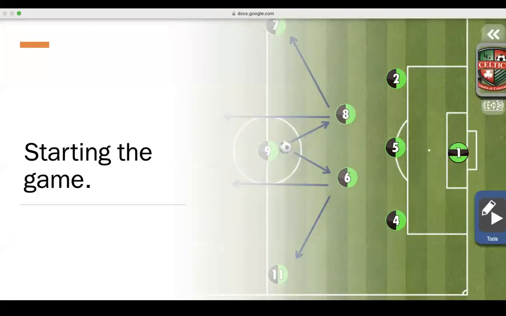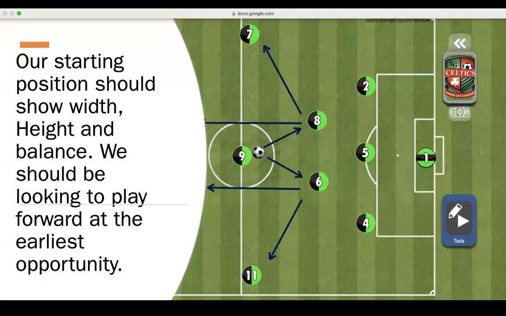So firstly, we'll just go over how we start the game. It's the basic part of how we want to start the game and how we want to be going forward. As you can see right now, our starting position should show width, height, and balance. This gives us more options to play from kickoff. We don't want to be playing the ball sideways from direct kickoff. We want to be playing it back to our center mid so we can shift the ball side to side. We should be looking to play the ball forward at any earliest opportunity. It's just really important that we try to push that ball forward. If we go too negative, then they can press us and push up on that. So we're trying to really go on the attack right from the first touch.